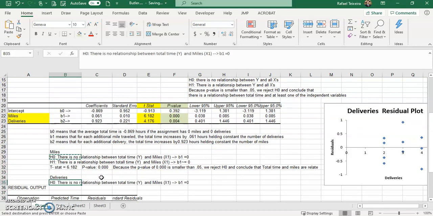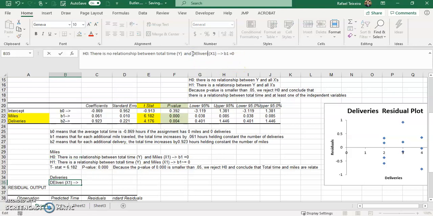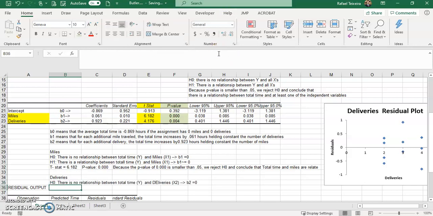And the same thing, the same process, but now deliveries and x2, okay? And now I'm going to stop here and let you practice, and then try to do that for deliveries, go through all this process.